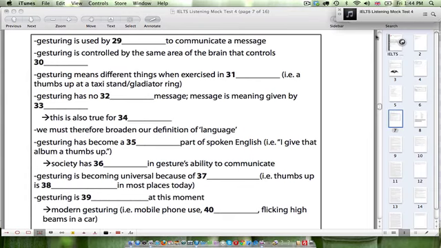That is the end of section 4. You now have half a minute to check your answers. All right, let's go through these answers.